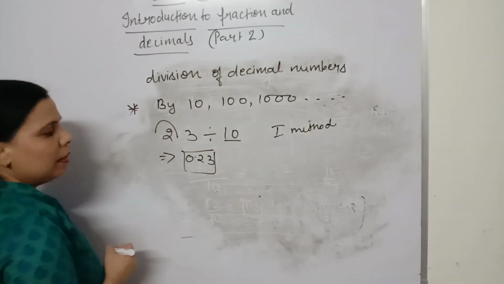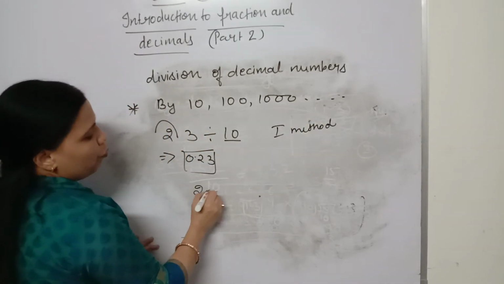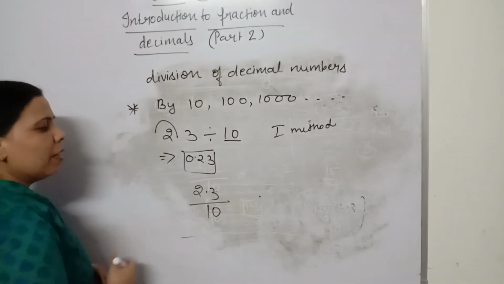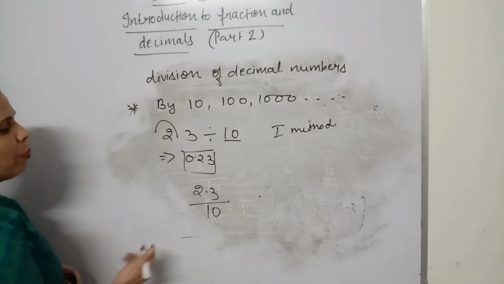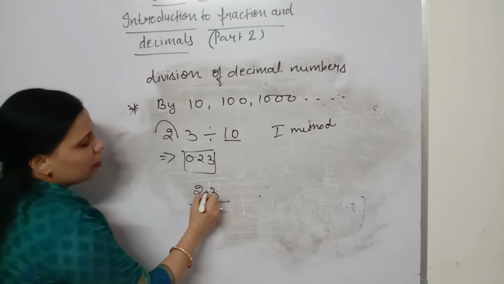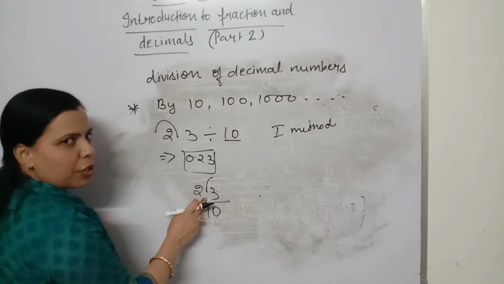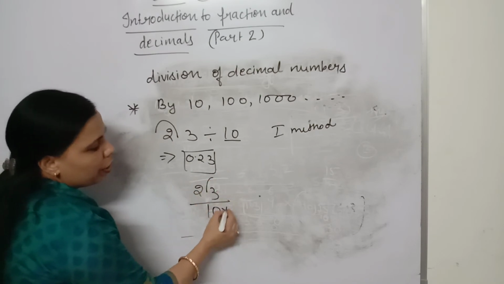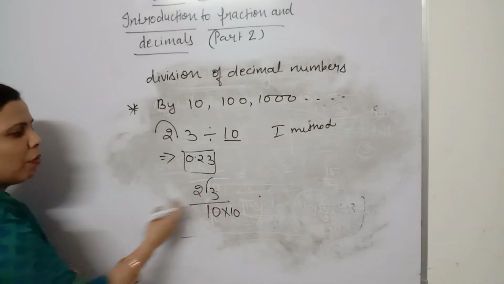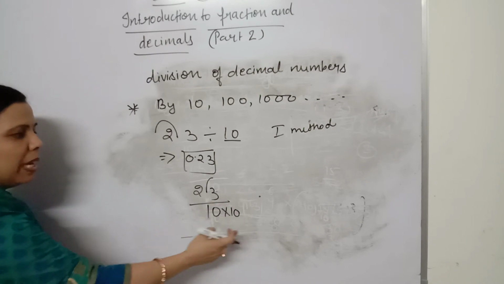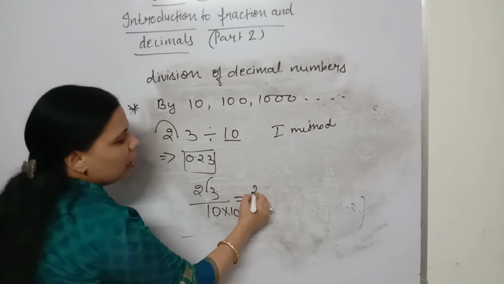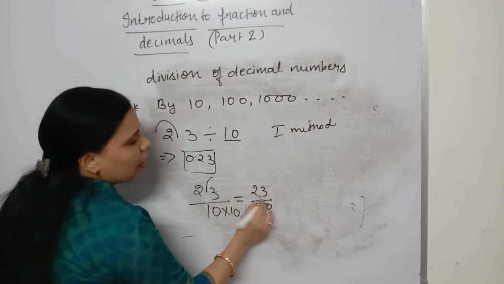Now the second method. Write the number 2.3 divided by 10. Now you can remove the decimal here as you have done in the previous part. One place you have removed, so here you will get its place value, that is upon 10. That means 3 is on which place? Tenths place. So multiply by 10. If you have 2 digits, you will write 100 here. Now rewrite the number without decimal: 23 upon 100.